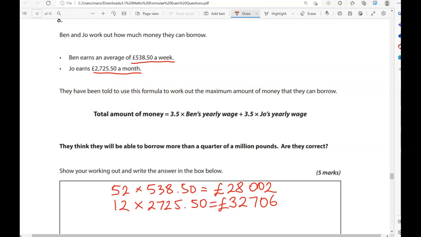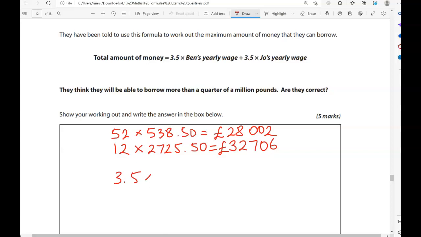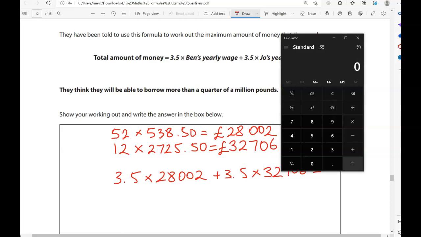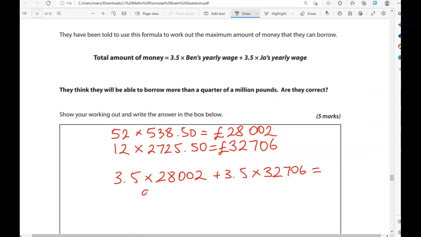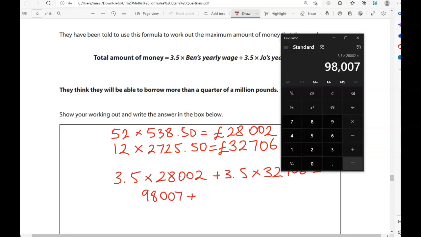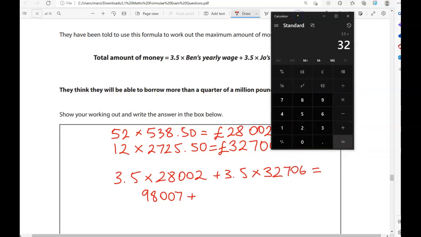Now we can put these into the formula. So 3.5 times 28,002 plus 3.5 times 32,706. 98,007 plus 114,471.